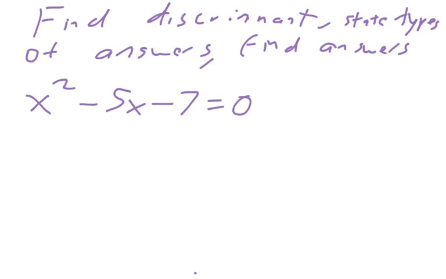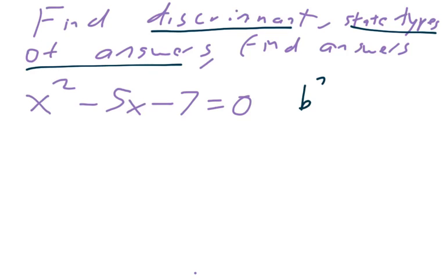Alright, when we cannot factor, like in the problem that we have written down here, x squared minus 5x minus 7, we cannot factor this because there's no way that we could have two numbers multiply up to be negative 7 and add up to be negative 5. So when we do this, we're going to follow the directions, which are to find the discriminant, and then state the types of answers, and then we're going to find the answers.